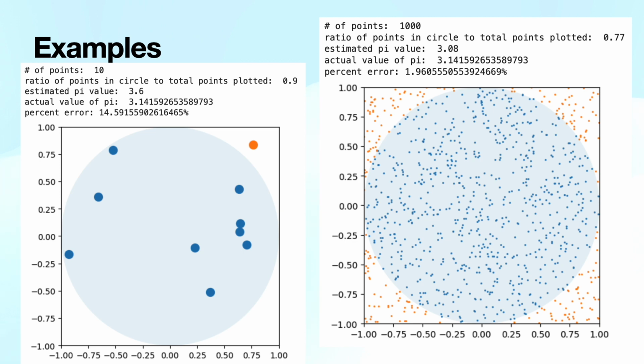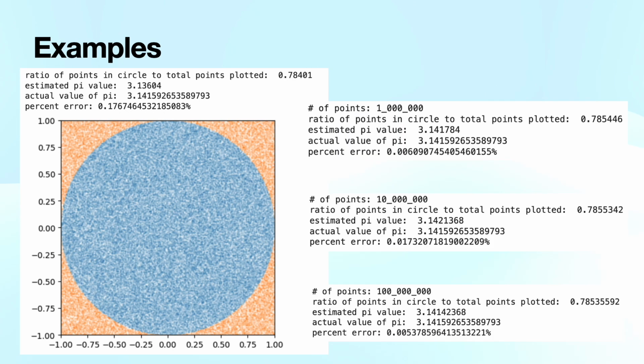In the first simulation on the left, we are plotting only 10 points. Since our sample size is very low, we are very far from pi, as shown by the percent error. In the simulation on the right, we plot 1,000 points. This drastically decreases our percent error. Plotting even more points, our percent error drops very low.